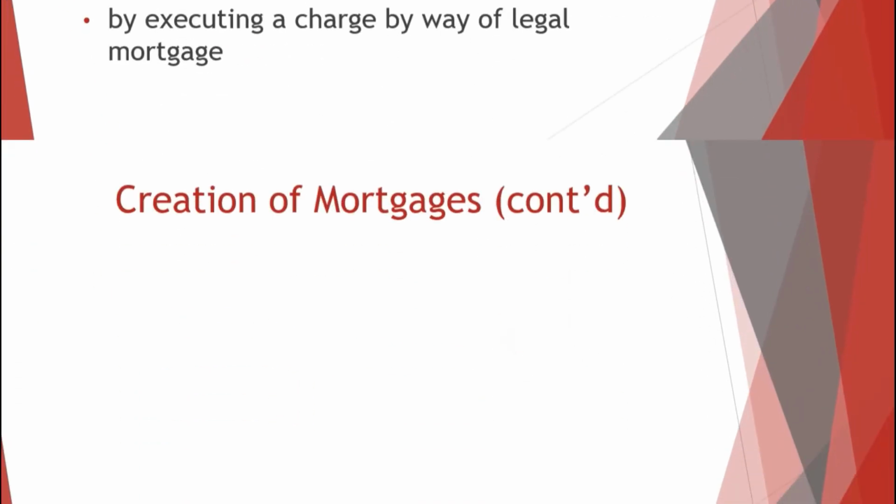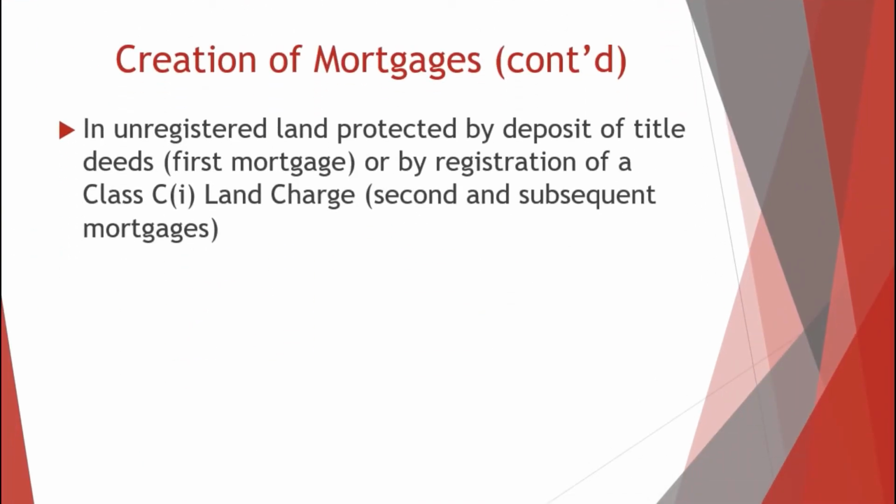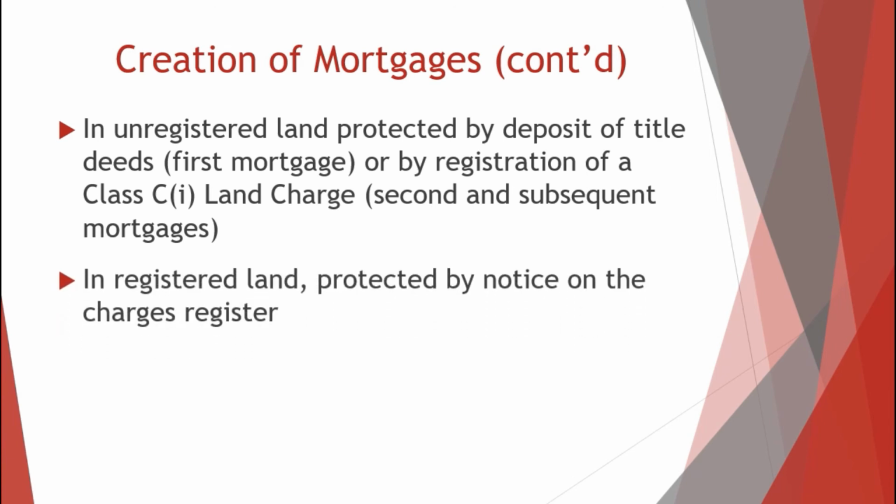In unregistered land, a first mortgage is protected by the mortgagee taking the title deeds for the property into his custody. Second and subsequent mortgages, known as puisne mortgages, are protected by the registration of a Class C1 land charge against the name of the mortgagor. In registered land, legal charges are protected by registration of a notice on the charges register.